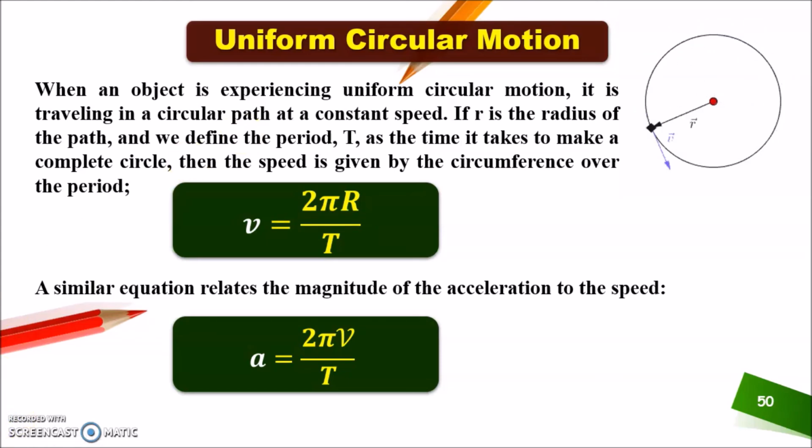So if r is the radius of the path and we define the time period as T, the speed is given by circumference over the period. What is the circumference here? 2 pi r. The circumference of the circle is 2 pi r, upon the time period. So basically it is the simple formula, speed equals distance upon time.